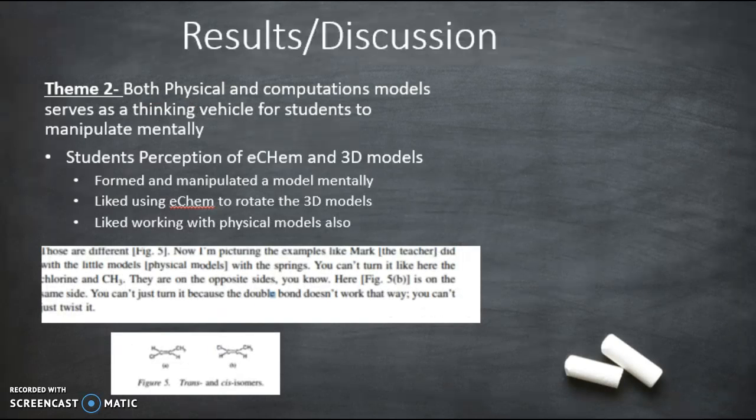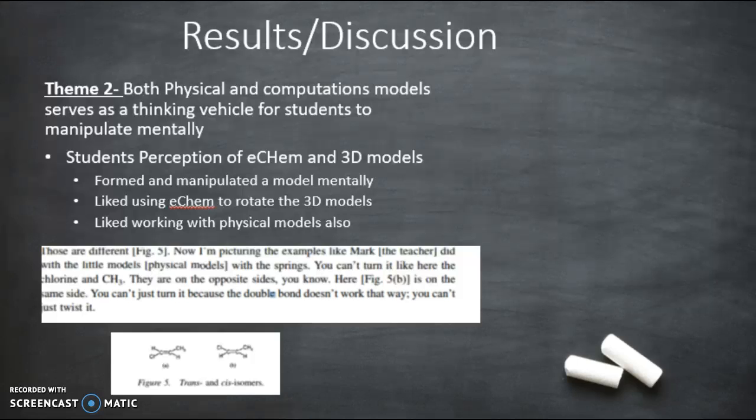Theme 2. Both physical and computation models served as a thinking vehicle for students to manipulate mentally. Student perceptions of eChem and 3D models were explored in this theme. Basically, how the students formed and were they able to manipulate a model mentally, like using eChem to rotate the 3D models. Did they like working with physical models as well?